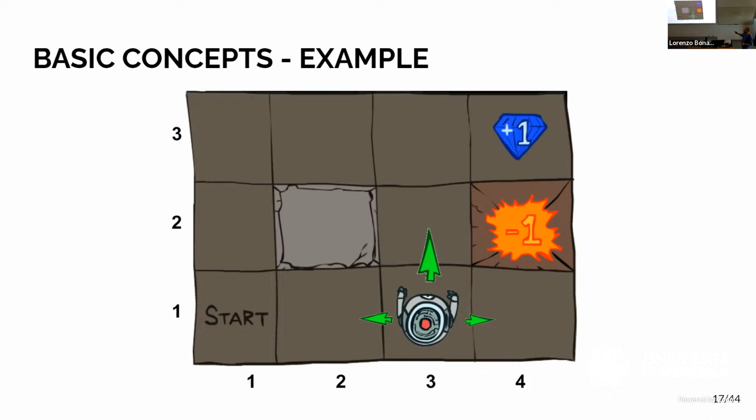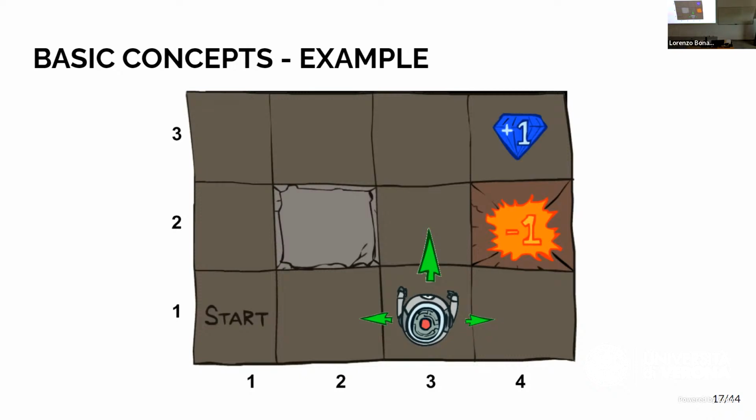Here we have an obstacle, which is the wall, through which obviously the agent cannot go. Here we have a dangerous situation, which is the explosion, in which if the agent goes, the episode will stop. And here we have our goal that the agent has to achieve. So in this case, the diamond.